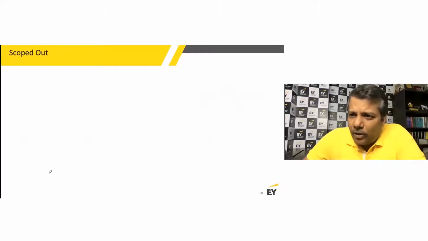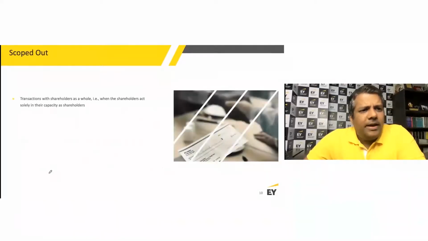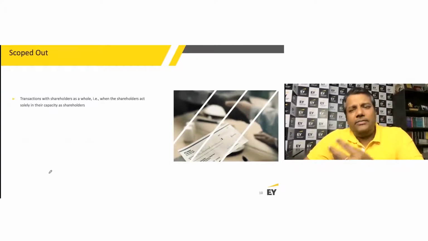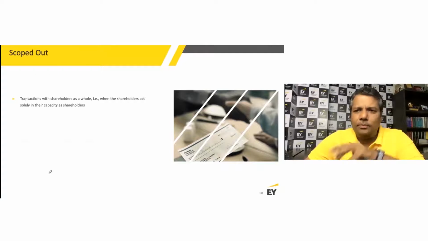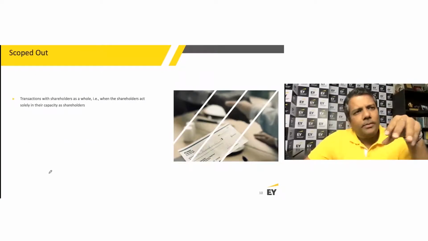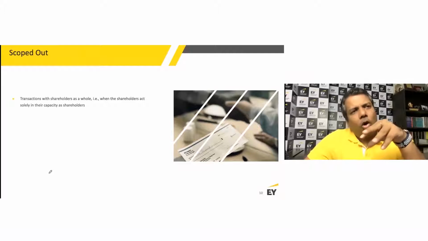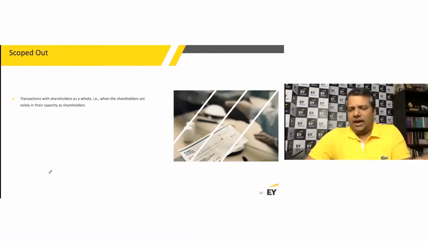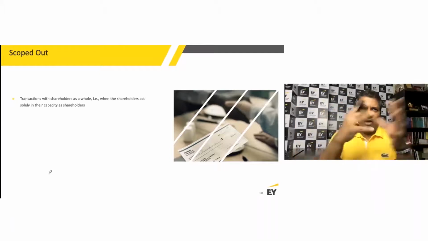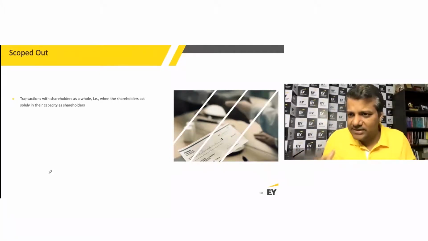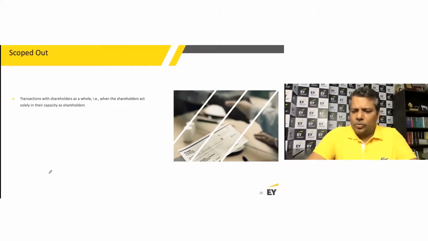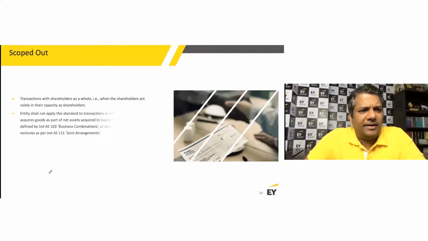What is scoped out? If this is a transaction with the shareholder, again we're talking about shares. Are we getting these shares in the capacity of an employer-employee relationship, or an employer-non-employee relationship, or in the capacity of an investor, in the capacity of a shareholder? Is it a shareholder and investor transaction? If the answer to that is yes, then it is not covered under Ind AS 102. Then you have to deal with this appropriately under another accounting standard, right?